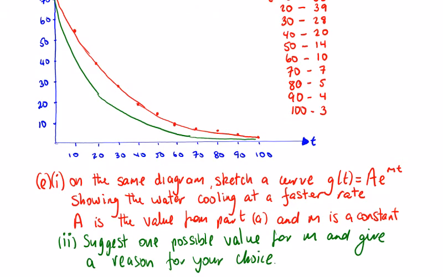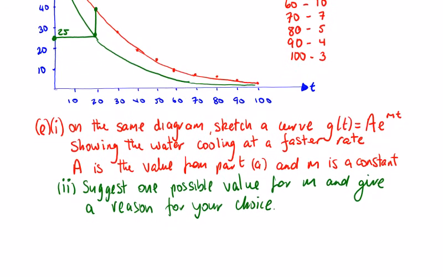Next part of this question, suggest one possible value for m and give a reason for your choice. Well, let's take a value off the curve here. This is 20 for both. So I come across here, I'll get to approximately 25. So we can say that y is equal to 25 when t is equal to 20. So we just use maths to get a value. So we can say that 25 is equal to 77 e to the power of t is 20 and m from this equation here.